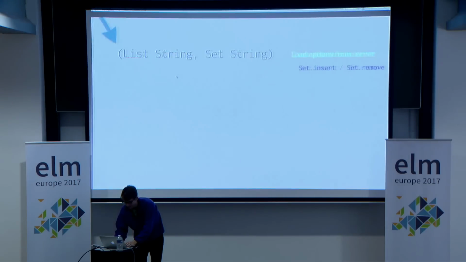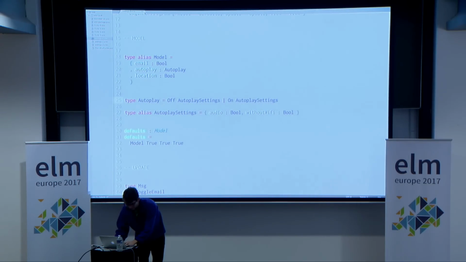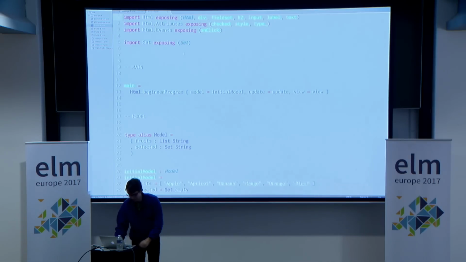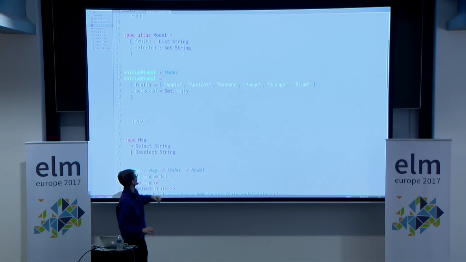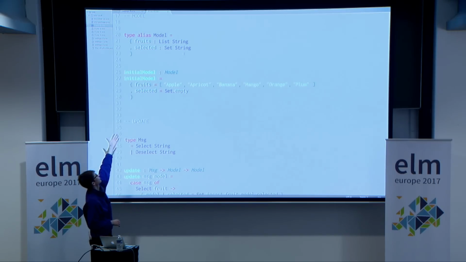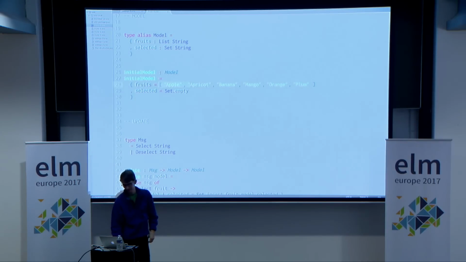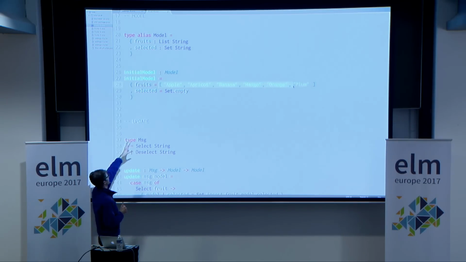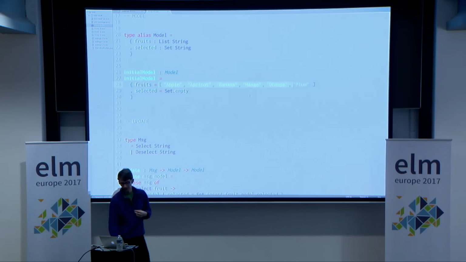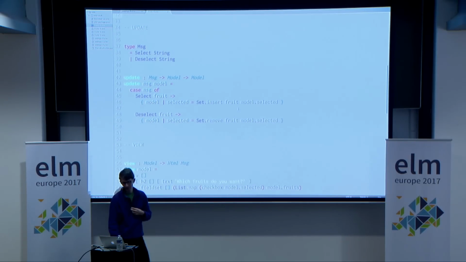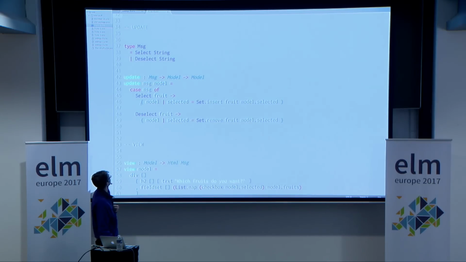So let's check out how this code works. Fruits. OK, so in our model, we say we have two things, the fruits that are available and the ones that are selected. And for our initial model, we're just pre-populating with some fruits, but you could load this from the server. And our selected set is none are selected. And then update logic, pretty straightforward. If a fruit is selected, add it to the selected set. If it's deselected, remove it from the selected set.